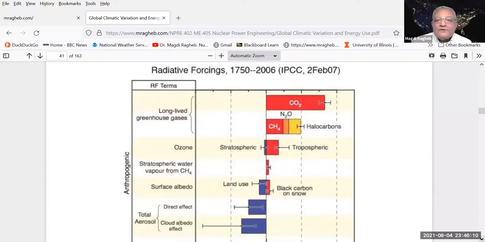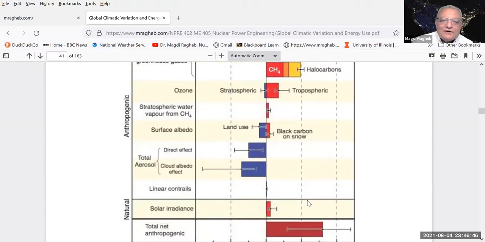So we have what people call the radiation forcings over the period 1750 to 2006. You'll find that the long-lived greenhouse gases, and it's not just CO2, we could see here that CH4, methane, nitrogen oxide, and halocarbons, basically the ozone formation, are all positive in increasing the average temperature of the Earth. But there are other effects that decrease it too. So aerosols, when you send the volcanic ash, they contribute to a decrease in the temperature of the Earth.